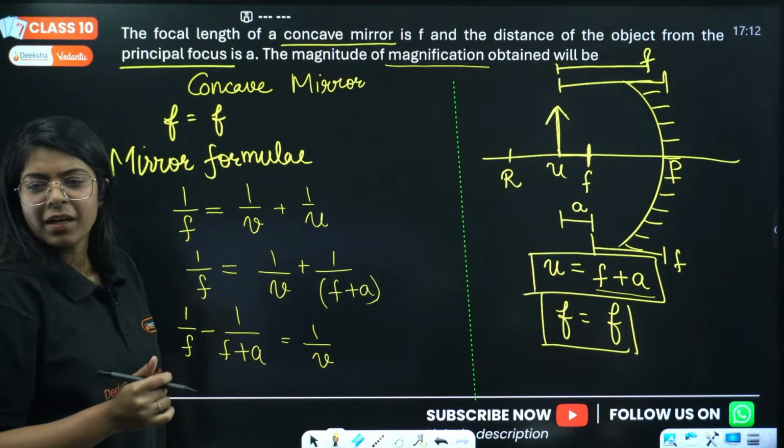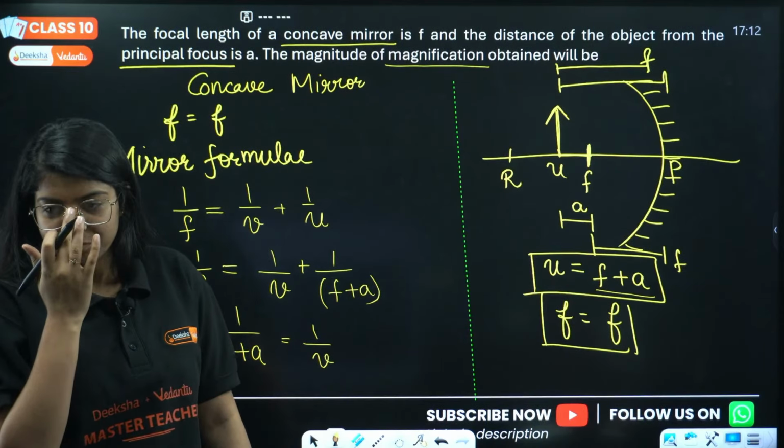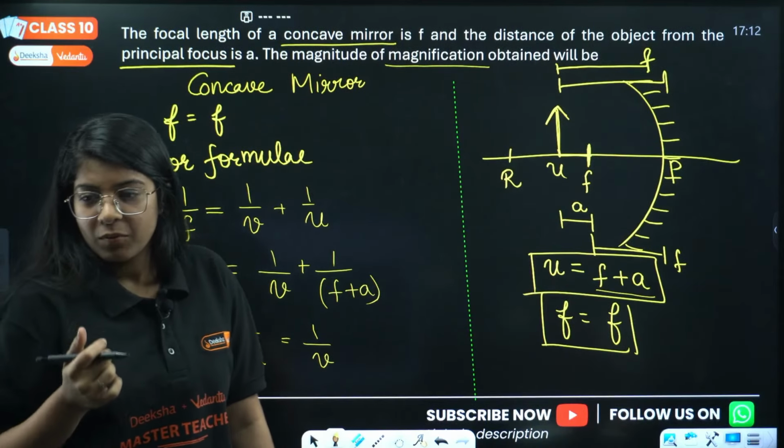Ma'am, from the mirror formula we'll find v? Ma'am, what is the duration of the live stream? This live stream will probably be around 2.5 hours, around that.